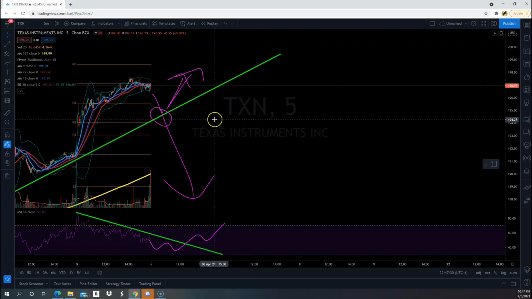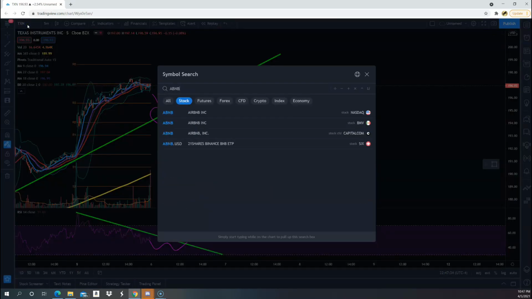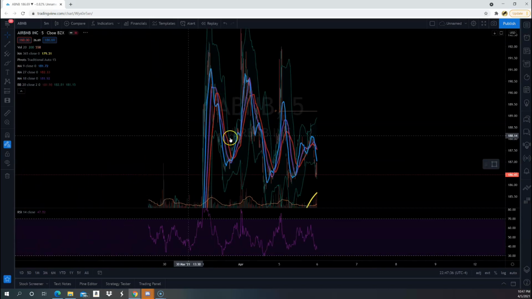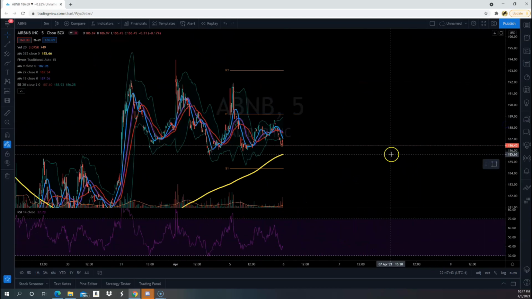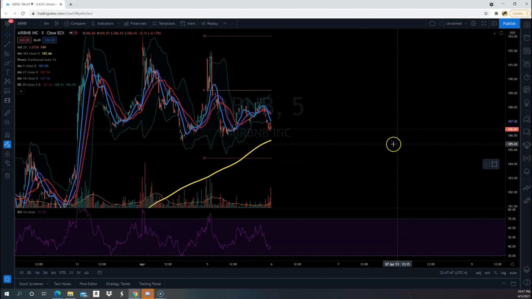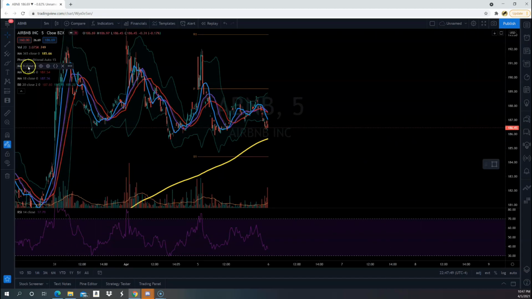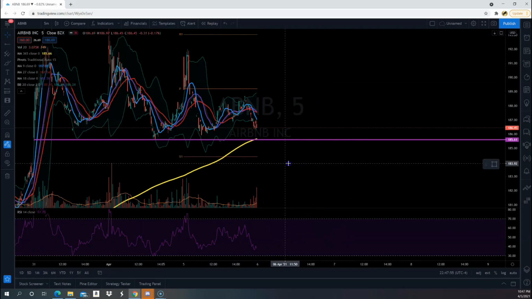The next stock we're gonna be looking at is Airbnb. So ABNB. This is one of my favorite stocks. I believe they have a lot of potential in the future, because people buy real estate just for this company, just to be able to rent out their houses on Airbnb. So this is a great stock.